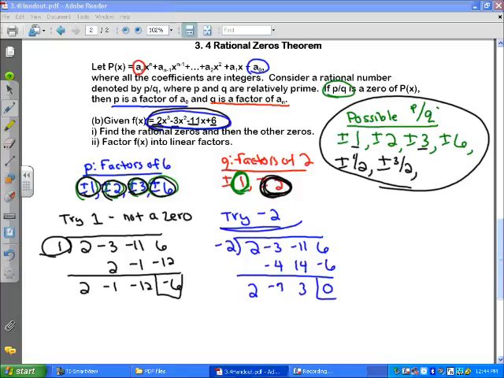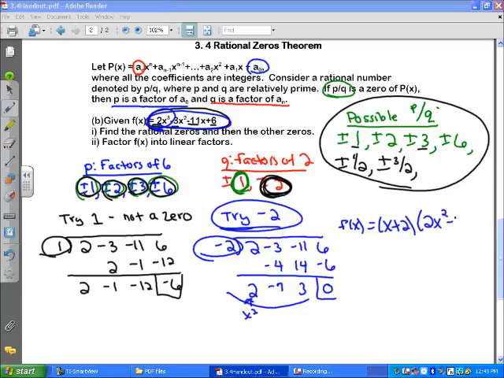So negative 2 is a zero, and I can rewrite my polynomial as x plus 2 times this polynomial, which would start off with an x squared, one degree less than the original polynomial. So it'd be 2x squared minus 7x plus 3. My next step, since this is a second degree polynomial, is to set this equal to 0 and solve it. You can use the quadratic formula or you can factor it. This one does factor, so I'm going to factor it.